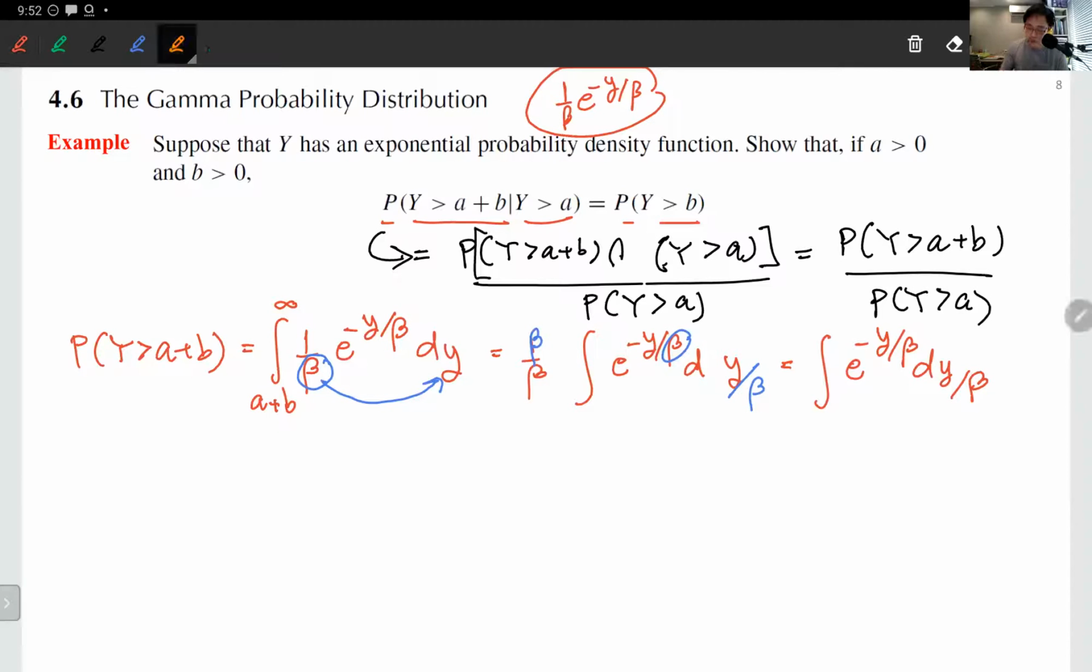And when you look at this one, then now you can think of this like e to the negative something like that. All right, it's just like e to the negative x dx. And then you can do integral everything under y over beta integrating variable. Okay, so this is what we got.